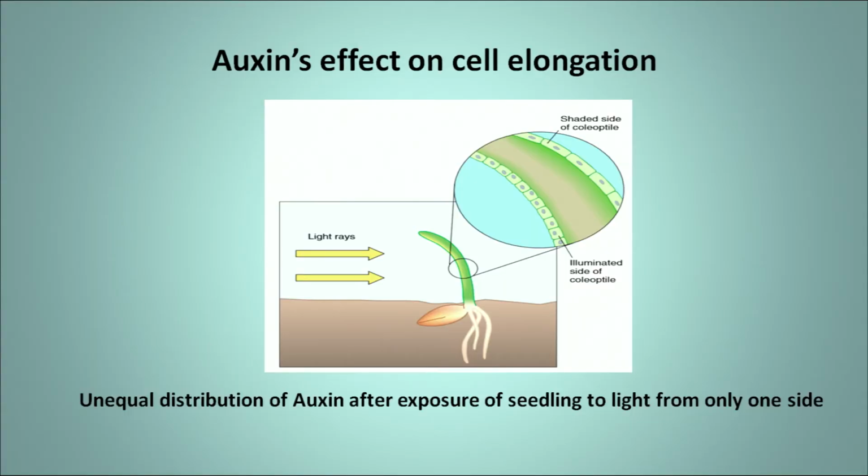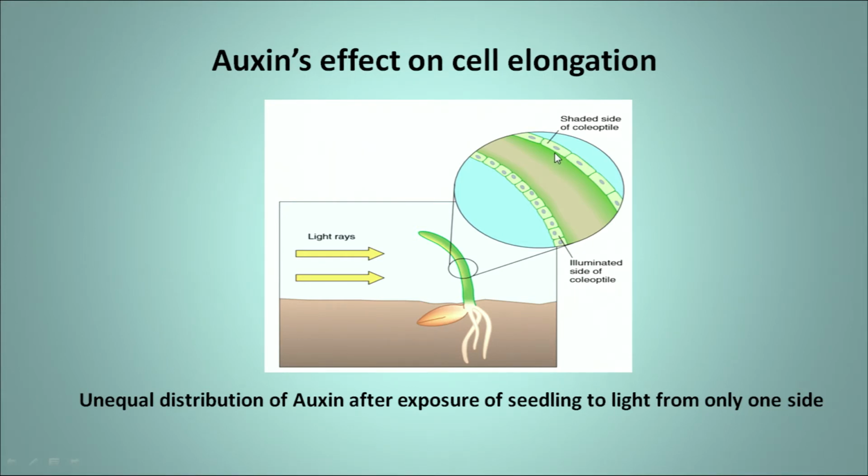Now, this picture is going to clearly depict the role that auxin has in cell elongation. See, a seedling has been taken and it is exposed to light on one side. As you can clearly see here, this is a seedling and this one side is receiving light. So, light rays are coming from here and this side is exposed to light. Now, on the opposite side, you can see in the enlargement, all the auxins from the lit side have moved to the opposite side, which is the shaded side.